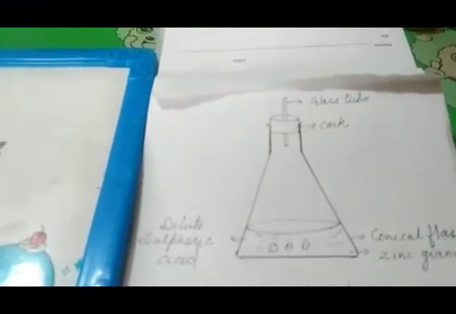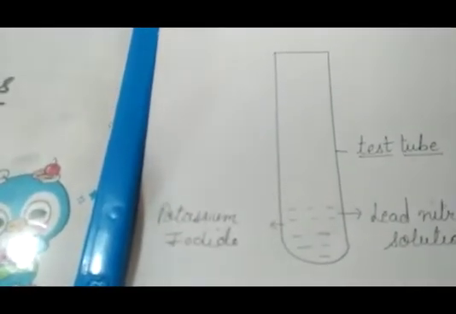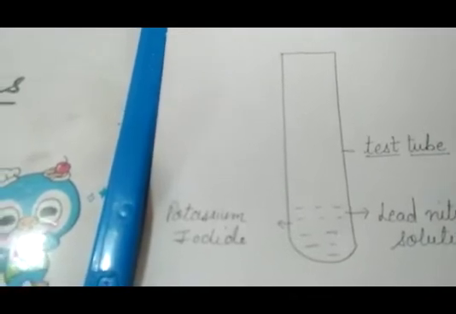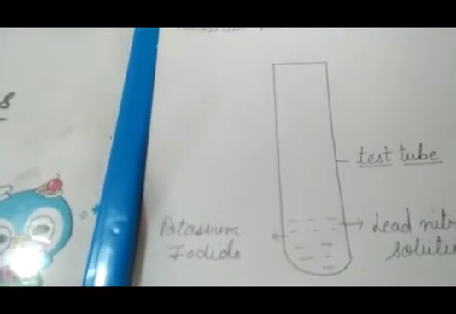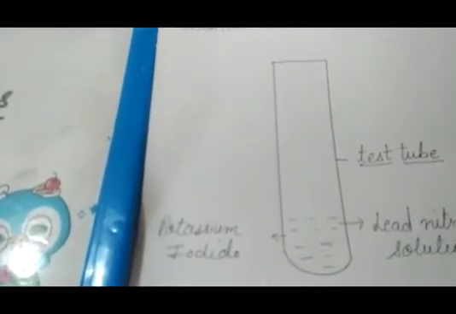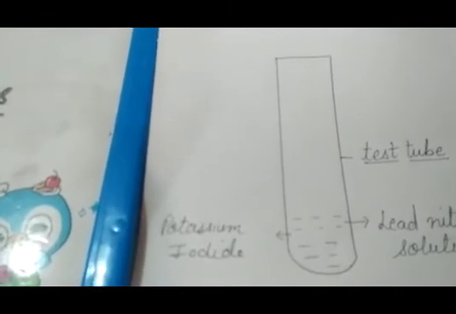indicating that a chemical reaction has taken place and a new substance is formed. One more example we can give from our third activity. Here, when we have taken lead nitrate solution and added potassium iodide solution to it, a yellow colored precipitate is obtained, indicating that a chemical reaction has taken place and a new substance has formed. The yellow colored precipitate is lead iodide.